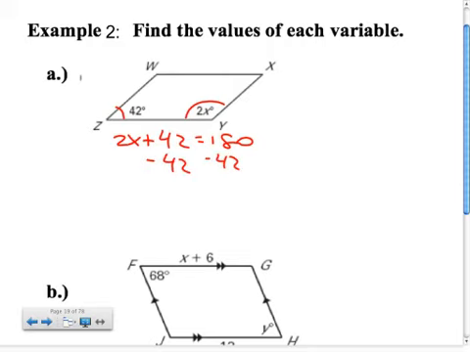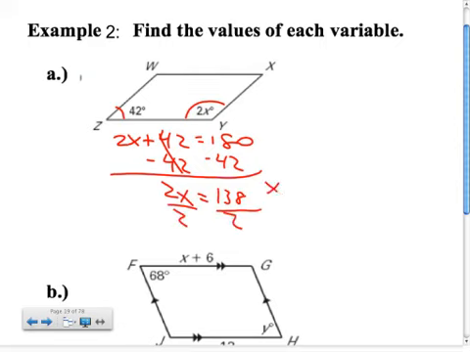Subtract 42 from both sides. And so you end up with 2x equals 180 minus 42, which is 138. Divide both sides by 2. So your final answer here is x equals, what is that, 69? And that would be your final answer for the value of x in that first diagram.